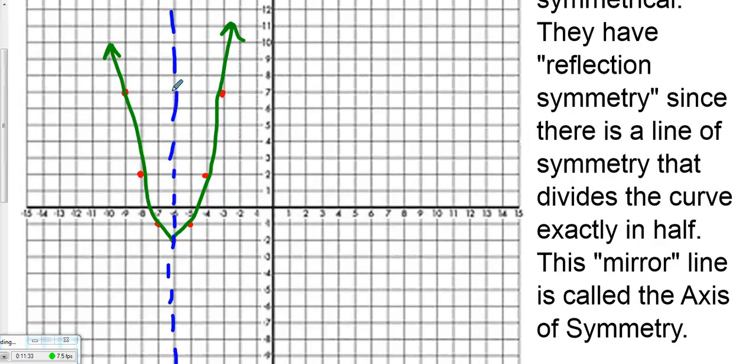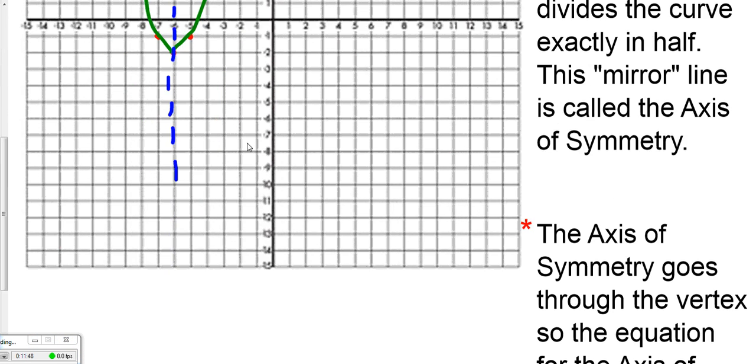This dot is 3 away, this dot is 3 away, this dot is 2 away, this dot is 2 away, this dot is 1 away, this dot is 1 away. And of course the vertex is right on. So this mirror line is called our axis of symmetry.